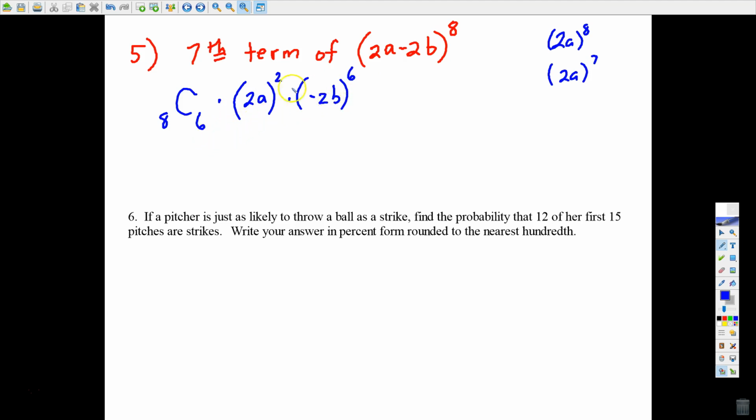So you can kind of check yourself at this point. These two added together should always be the total of whatever this exponent is. This exponent and this number to the right of C should always match.